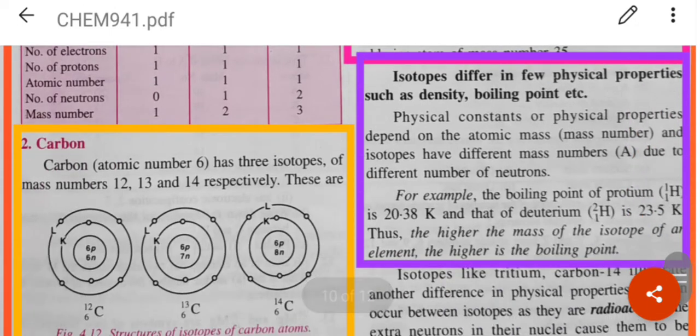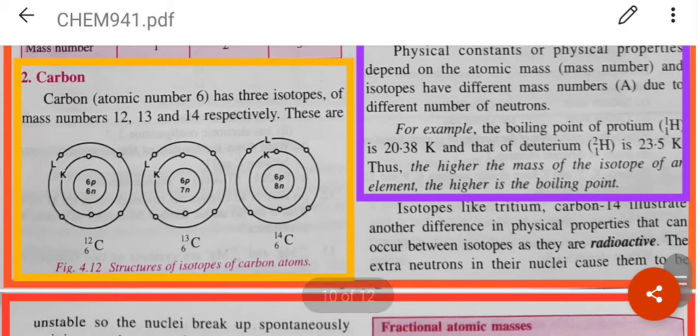Then you see for carbon, whose atomic number is 6. It has 3 isotopes whose mass numbers are 12, 13 and 14 respectively. So these are the 3 isotopes of carbon. In the first one, the number of neutrons is 12 minus 6, 6. In the second one, the number of neutrons is 13 minus 6, 7. In the third one, the number of neutrons is 14 minus 6, 8. But all 3 have the same number of electrons and the same number of protons.